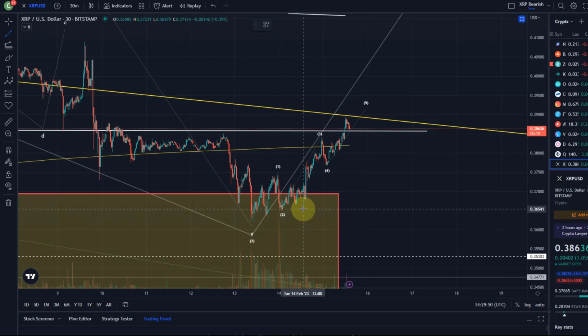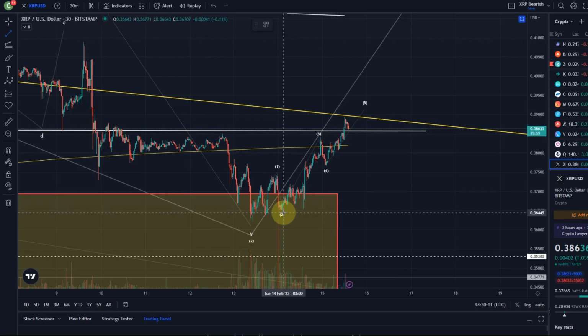Because the wave two could also have ended here possibly. But it, yeah, no, it could have. And then we would have, this was then an A wave. B wave could have ended here. And the C wave here running flat.